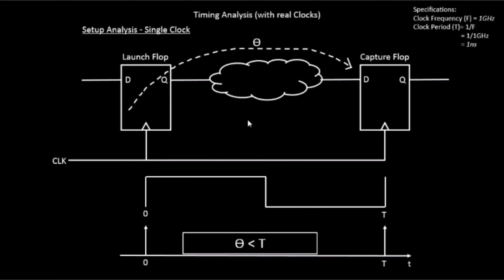Now, in the presence of a clock tree also, we will come up with some equations that will justify that your system will still work at 1 gigahertz.